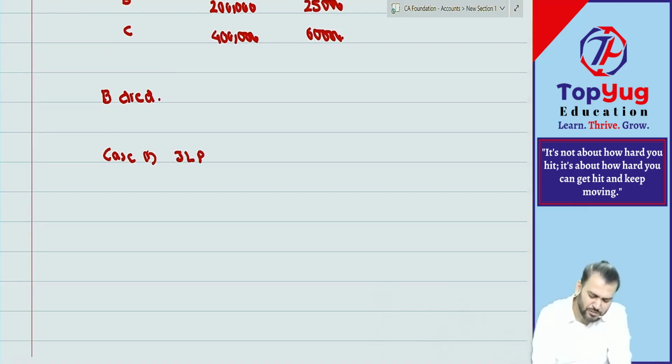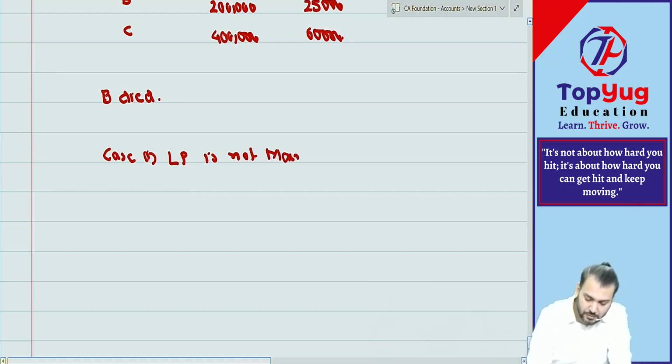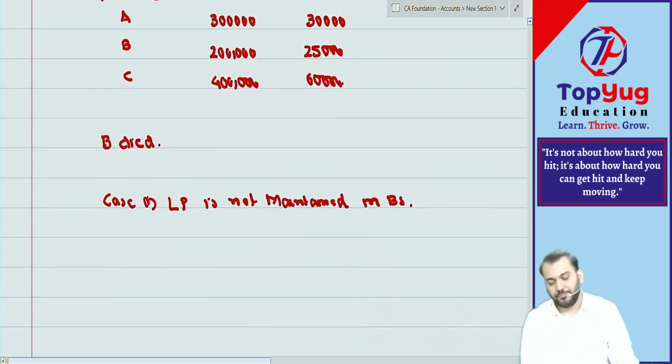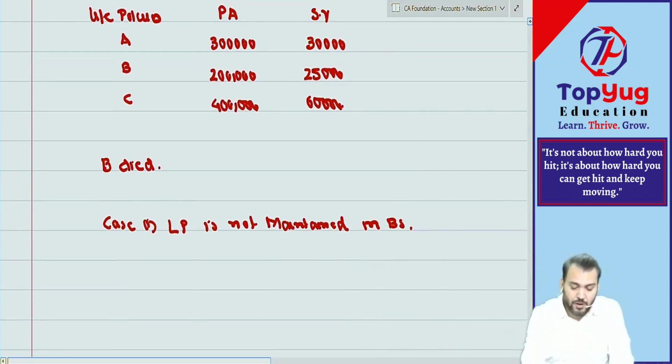JLP means now do not JLP. LP na? LP is not maintained in balance sheet. Not maintained in balance sheet. But what will do? Apply your common sense, huh? Let's see how many of you are applying your common sense.